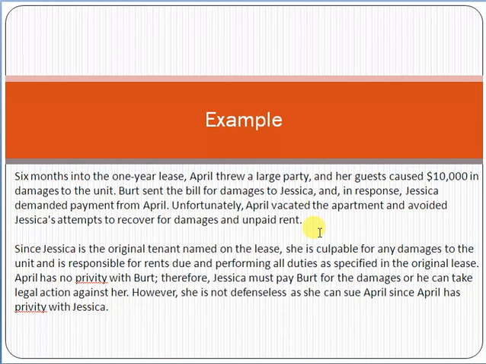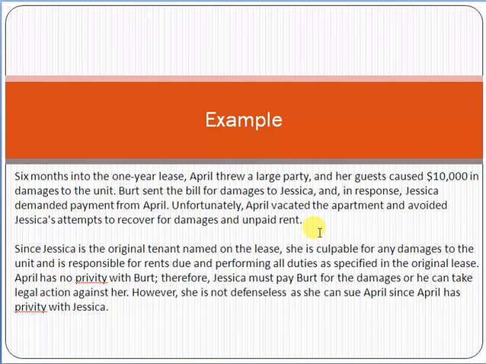April has no privity with Bird. Therefore, Jessica must pay Bird for the damage or he can take legal action against her. However, she is not defenseless as she can sue April, since April has privity with Jessica. So now what happened is that the owner of the flat gives a damage bill to Jessica, and Jessica has a privity agreement with April. So Jessica will give this bill to April. April is responsible to give the payment to Jessica, and then Jessica will give it to the owner of the flat. So now see friend here, due to the privity between Jessica and April, Jessica becomes safe.